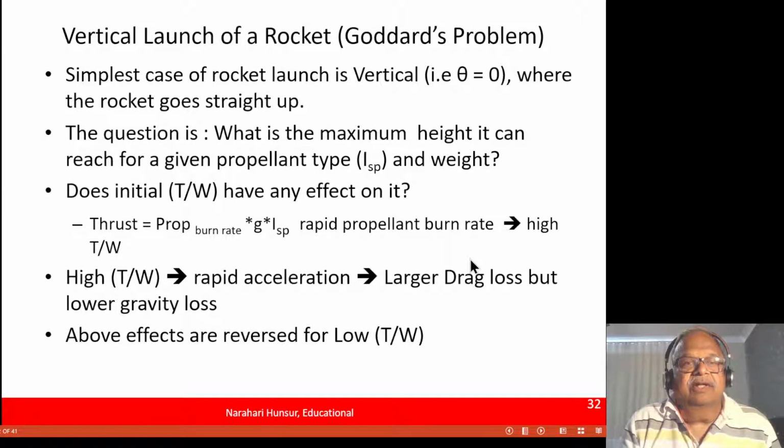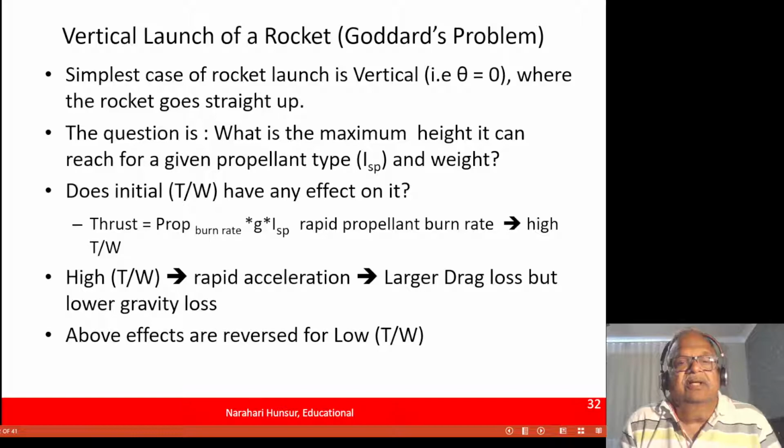Okay, now there's the simplest launch, as I said. Instead of launching it at an angle theta, suppose you launch it upwards directly. Like I said, you pick a stone and throw it right up in the sky. Simplest case. This was proposed by Dr. Goddard, and he asks what the maximum altitude you can get should be. So the rocket is launched vertically, that is theta is equal to 0 in that equation, where the rocket goes straight up. The question is, what's the maximum height it can reach for a given propellant type, ISP and weight?